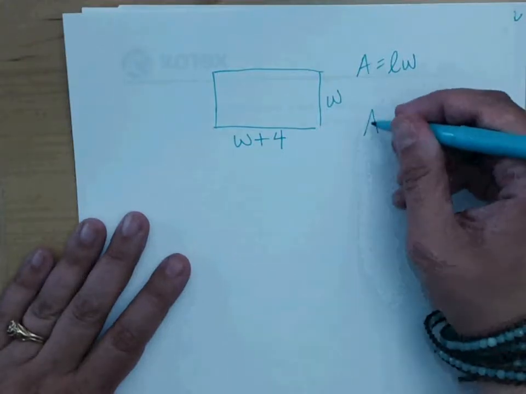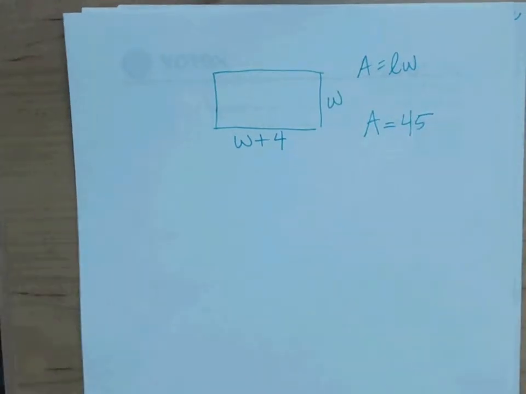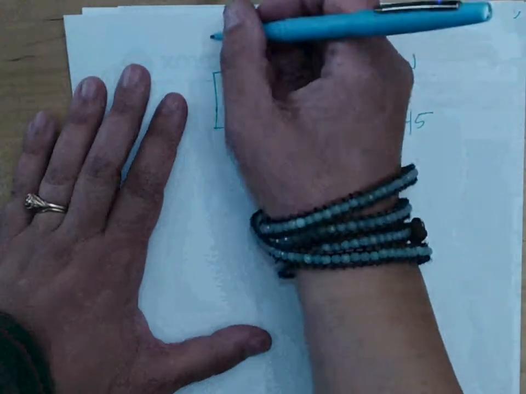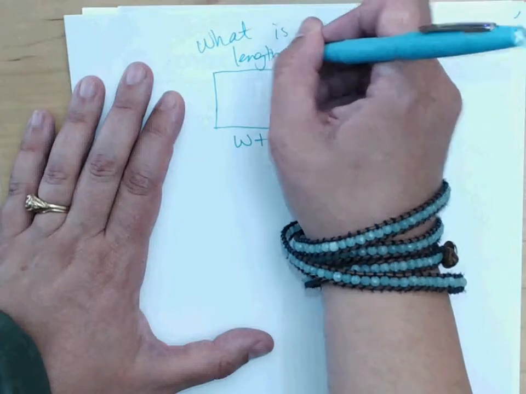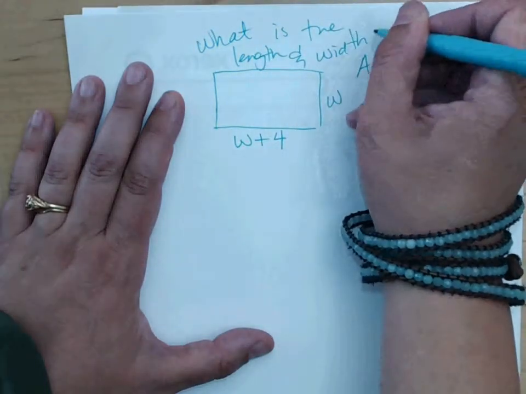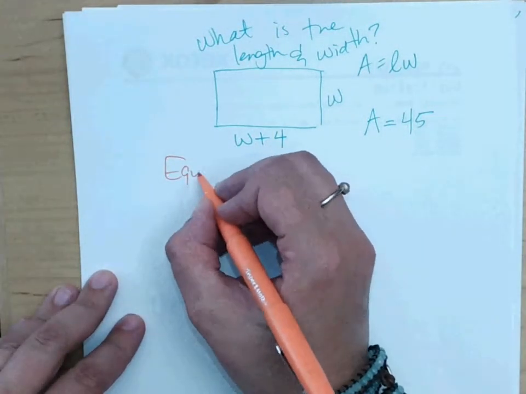And the area, let's say I know the area is 45. What's the length and what's the width? Okay, so can we set up an equation to solve here? And this might be something like, the length of a rectangle is 4 more than the width. The area is 45. Find the length and the width. So what would be the equation that I could write here?